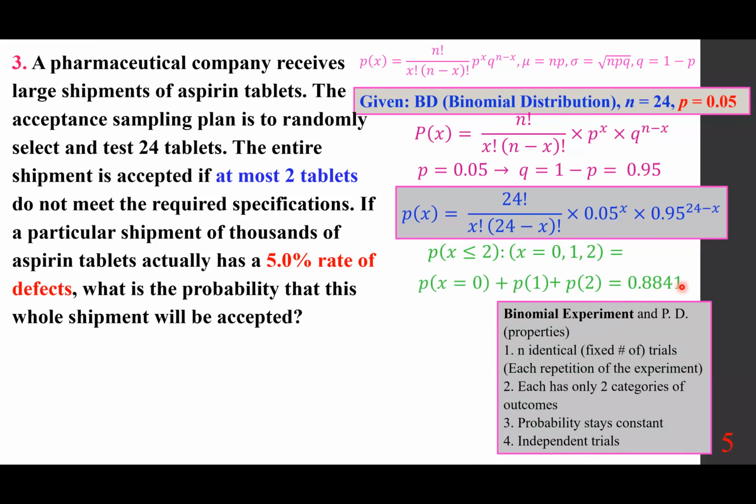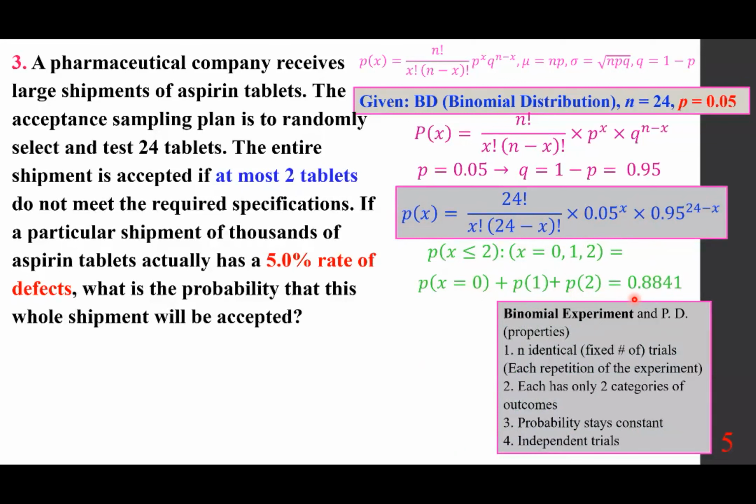As long as you write this formula and you write this answer using a calculator, it is fine. But the concept is this. You plug in 0, it gives you a number. You plug in 1, it gives you a different number. 2 gives you a different number. You add those 3, and the sum is 0.8841. You don't have to do this by hand as long as you have this formula. And this way, you're telling your reader you know exactly what you're doing.